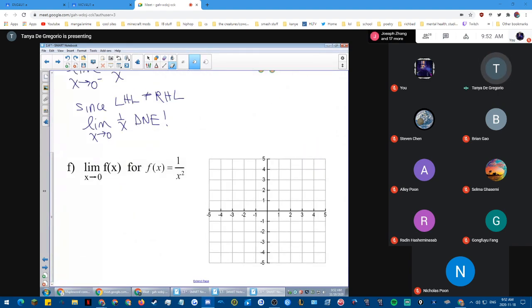Let's take a look at this guy. How do I graph this guy? 1 over x squared. So, is the denominator ever 0? That's the first thing we look at. What makes this denominator 0? 0 does. And so we have a vertical asymptote at x equals 0.